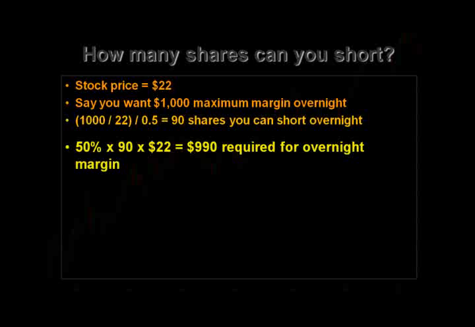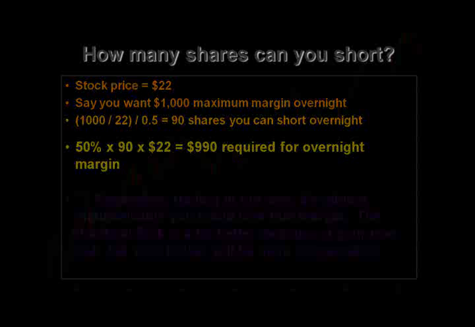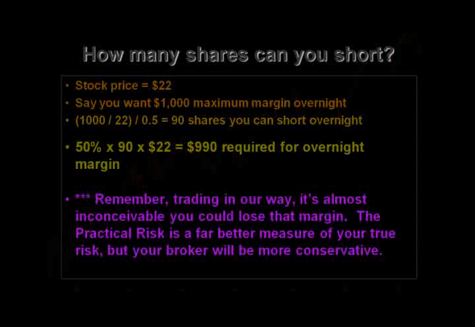As I was just saying, it's important to remember that the way that we trade, using flags and breakouts, and in the context of shorting, we'd be doing bear flags and breakouts from those bear flags and making sure that news is also not ahead of us, which could cause a surprise that could work adversely against us. It's almost inconceivable trading our way that we could ever lose that margin or put it under severe risk. Our measure of practical risk is a far better measure of your true risk, but your broker won't see it that way. Your broker will be a lot more conservative.